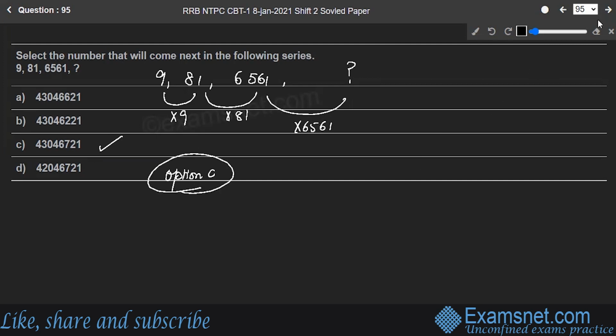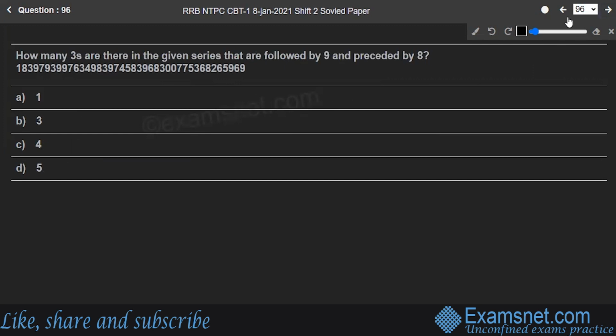Hope you got that. Next, question number 96. How many 3s are there in the given series which are followed by 9 and preceded by 8? So let's look at the series very carefully. Followed by 9, preceded by 8. First is this one only. This is followed by 9, preceded by 8.